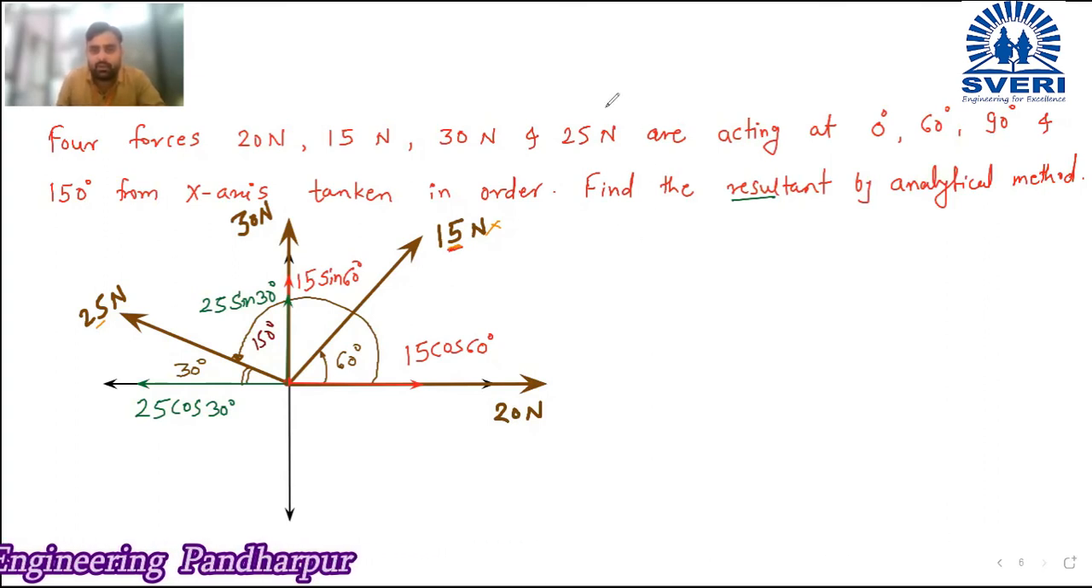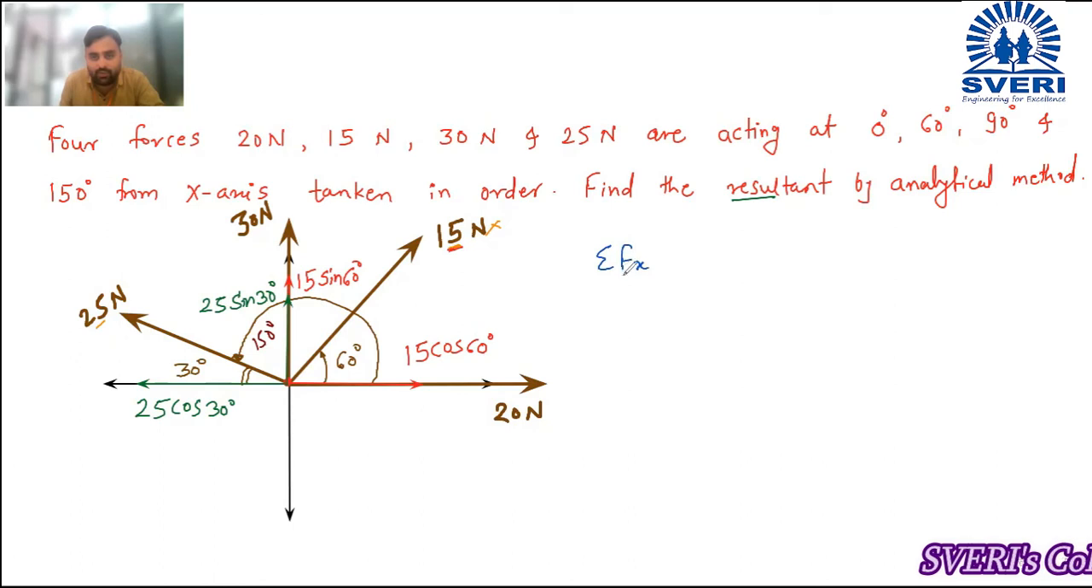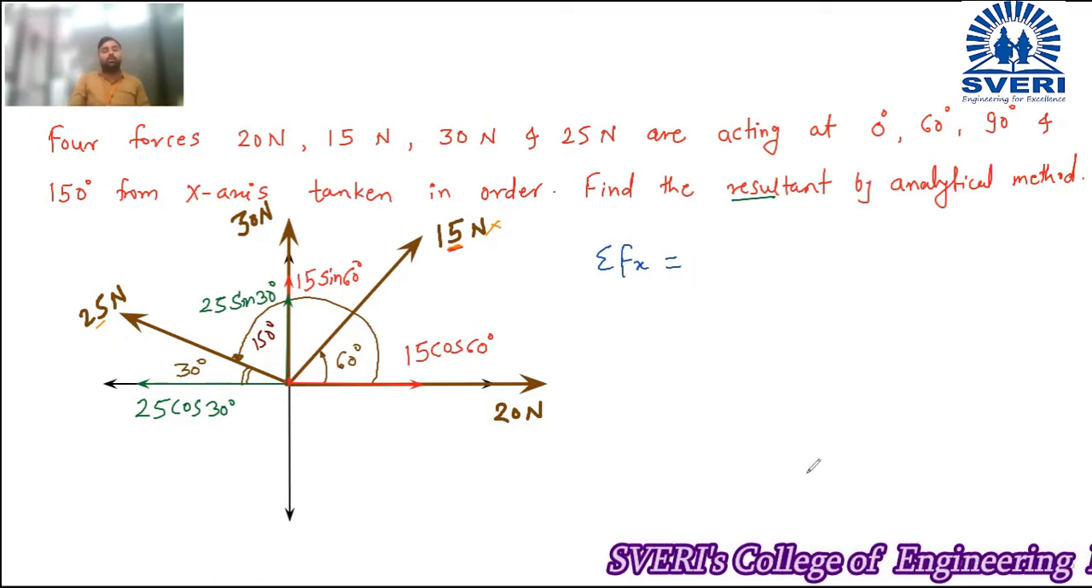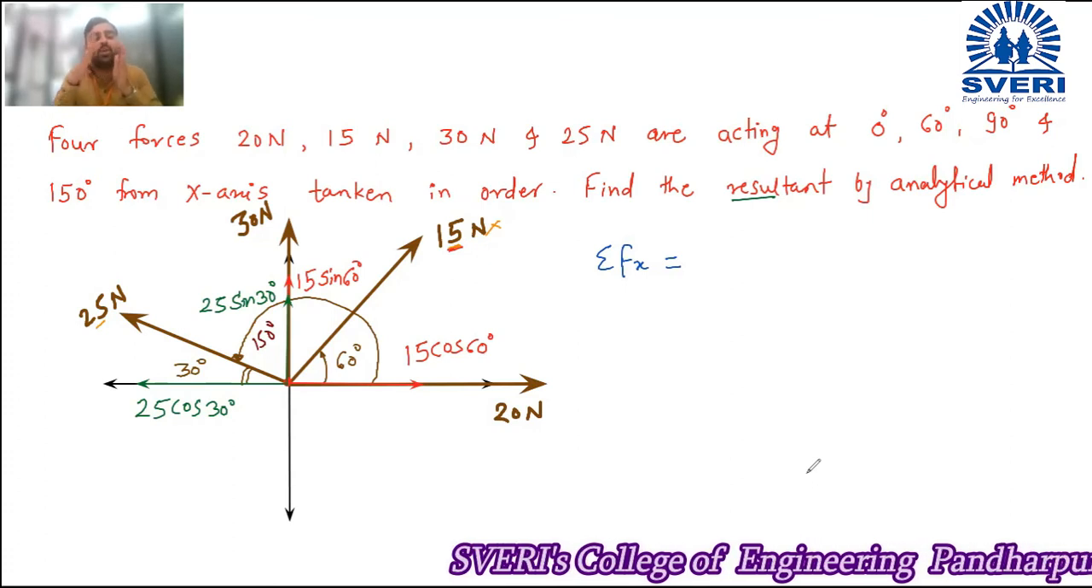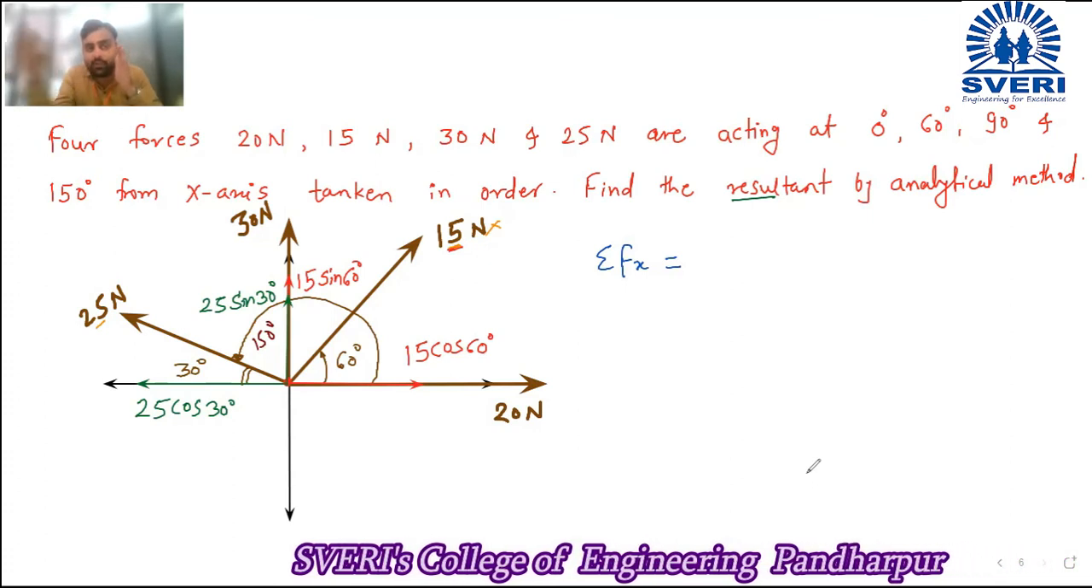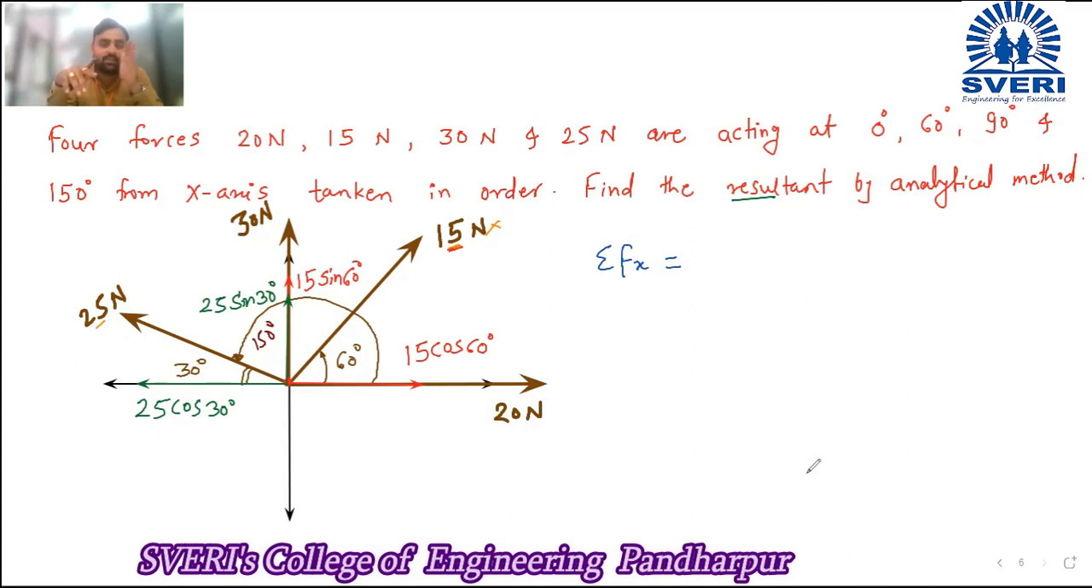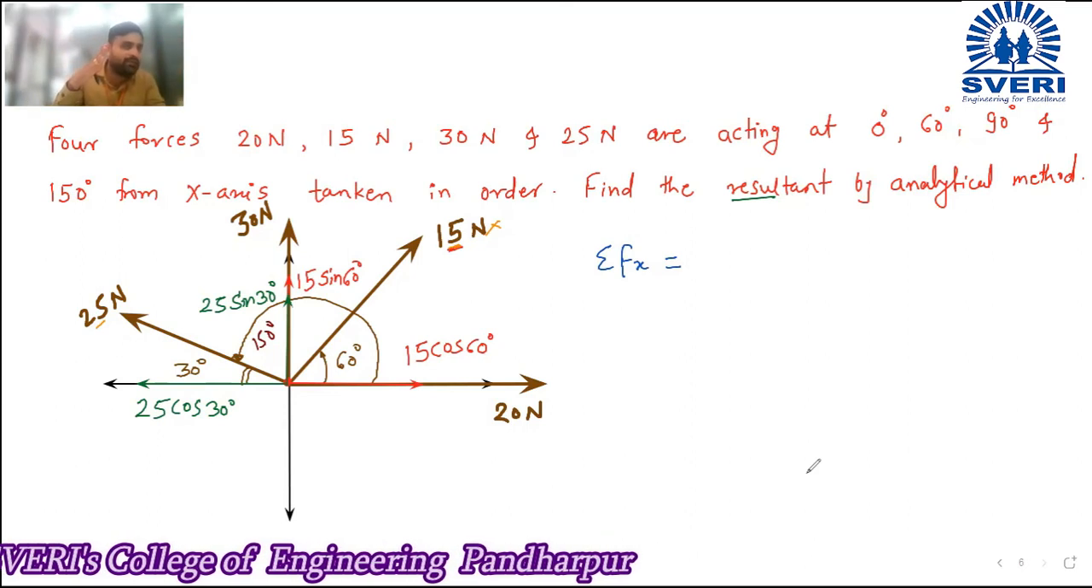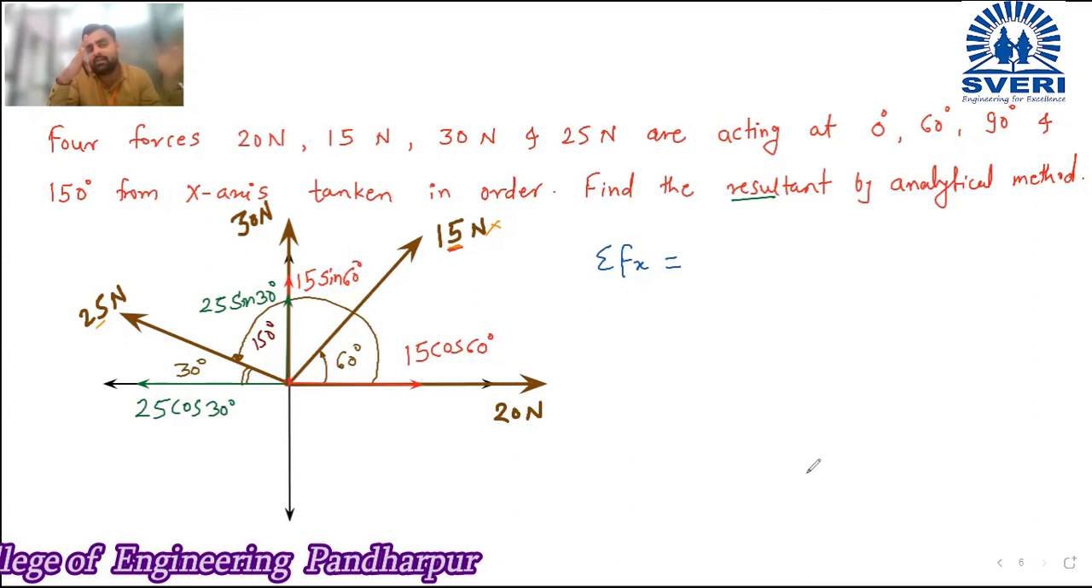So now we will calculate summation Fx. I will write it over here. Summation Fx is equal to. While calculating the summation Fx, I have already told you, when the force is moving towards the right direction, a rightward force, we will take it as positive. When the force is moving towards the left direction, then we will take it as negative.